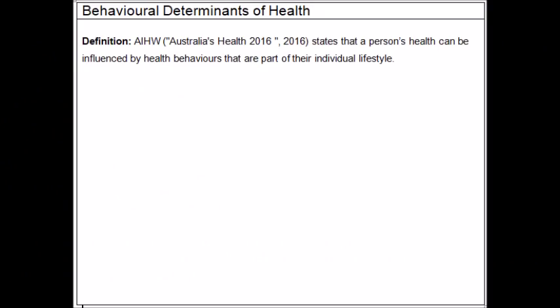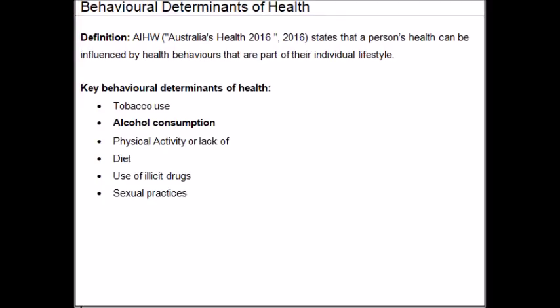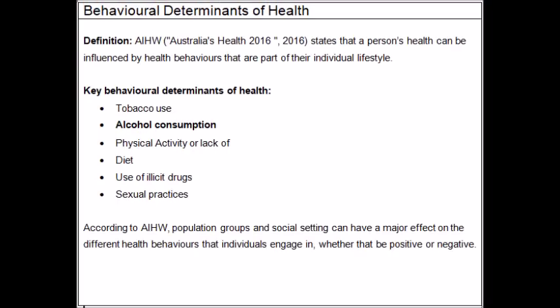Thirdly, behavioural determinants of health. The Australian Institute of Health and Welfare states that a person's health can be influenced by health behaviours that are part of their individual lifestyle. The key behavioural determinants of health include tobacco use, alcohol consumption, physical activity or lack of, diet, use of illicit drugs, and sexual practices. According to the Australian Institute of Health and Welfare, population groups and social setting can have a major effect on the different health behaviours that individuals engage in, whether that be positive or negative.